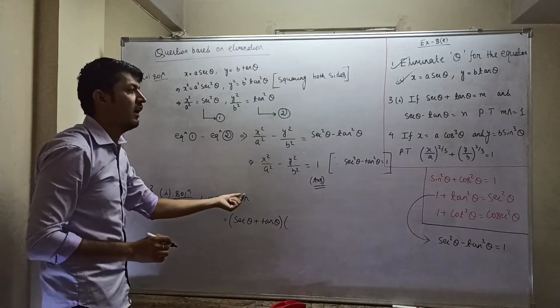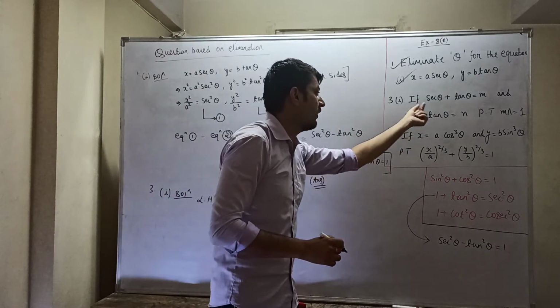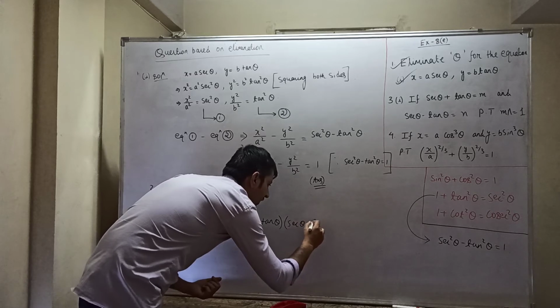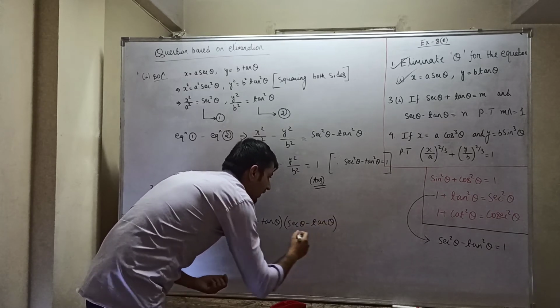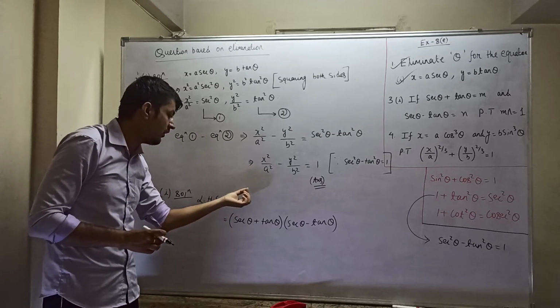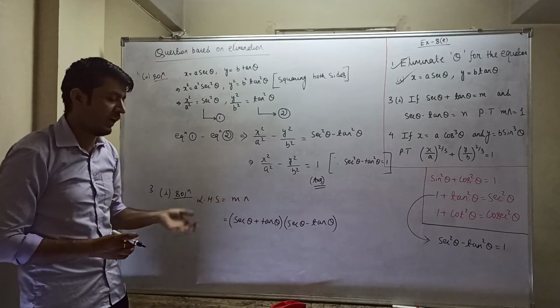And what is the value of n? It is sec theta minus tan theta. So I have finished substituting my m and n. Now let us do the calculation.